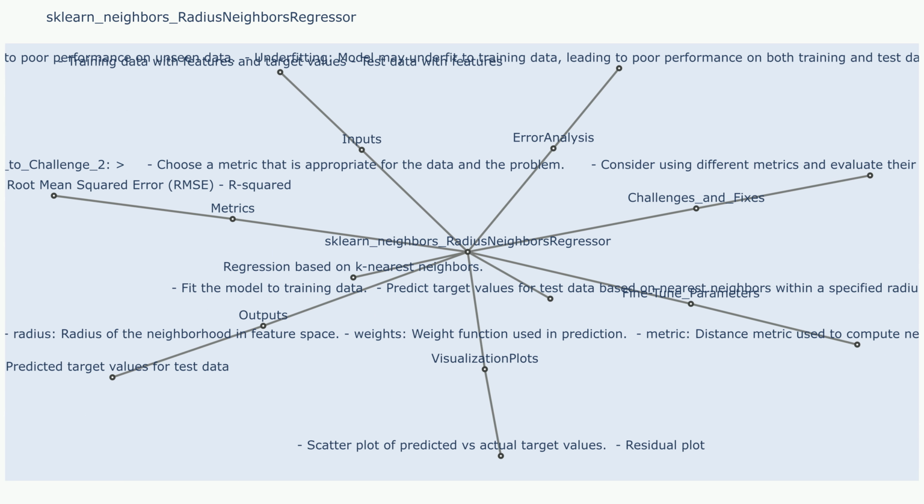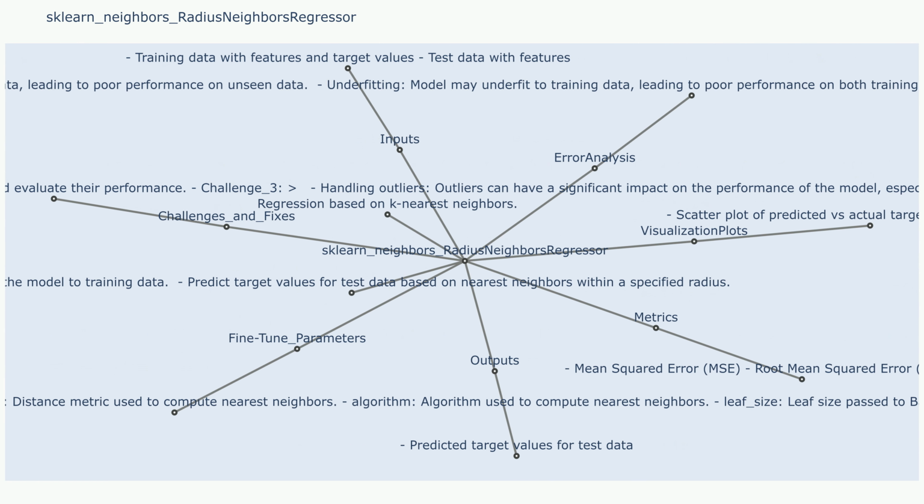Weights. This parameter controls the weighing scheme used to compute the weighted average prediction. Common options are uniform, where all neighbors have equal weight, and distance, where weights are inversely proportional to the distance. Outlier label. This parameter specifies the value to assign to data points that have no neighbors within the specified radius.